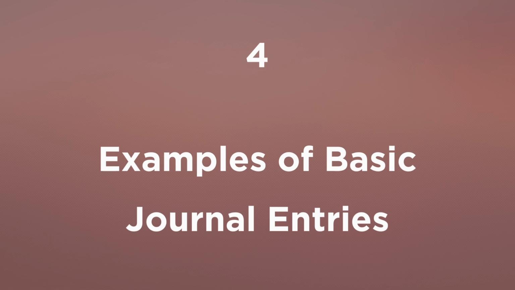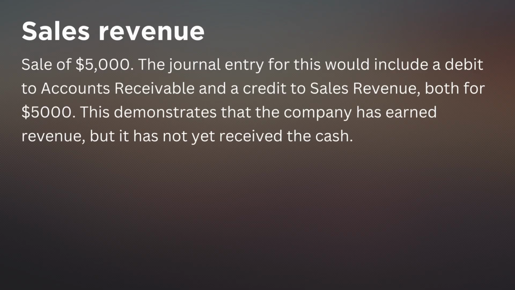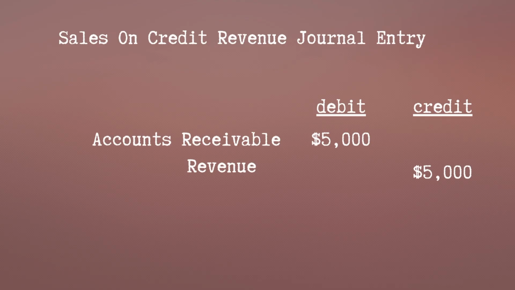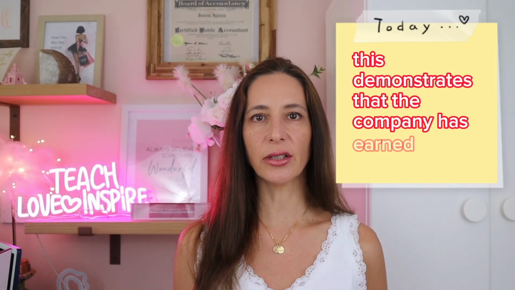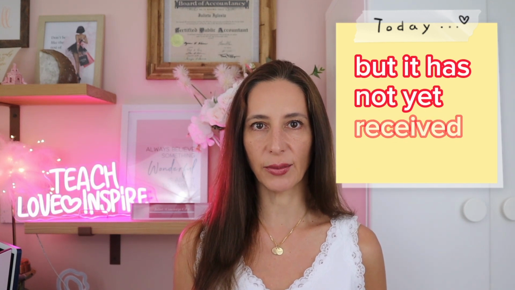Let's take a look at these 3 examples. Assume that your company made a sale of $5,000. The journal entry for this would include a debit to accounts receivable and a credit to sales revenue, both for $5,000. This demonstrates that the company has earned revenue, but it has not yet received the cash.